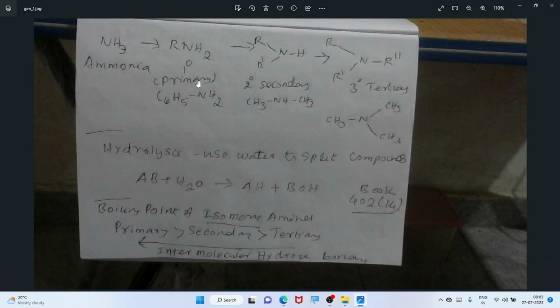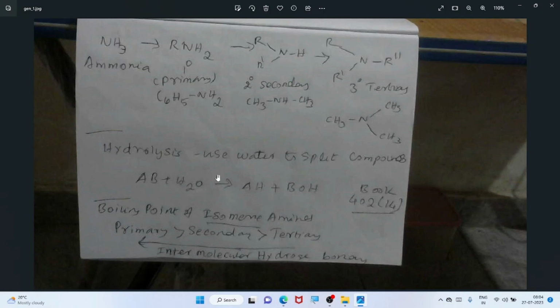So this is an example of a primary amine. This is an example of a secondary amine, where you have replaced two hydrogen atoms here, and this is a tertiary amine. Hydrolysis means we are splitting some compound using water. So let us say AB is the compound and we are doing hydrolysis with H2O, then it will give AH and BOH. This is the general formula.